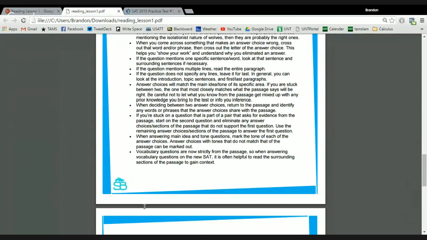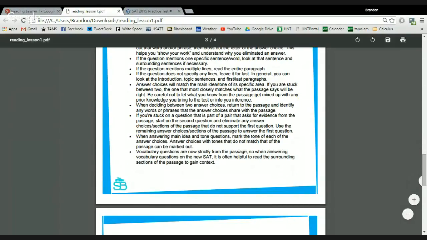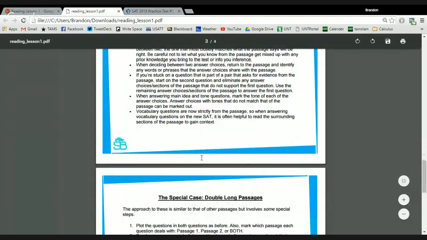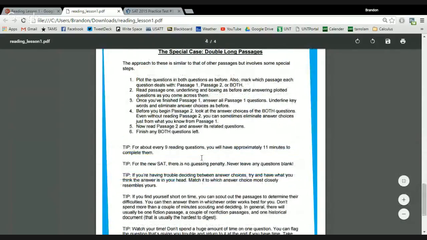Vocab questions are not strictly from the passage. Unlike the old SAT, which used to have a sentence with a few blanks in it, now it's all in the passage, and you have to answer based on context clues given in the passage. So make sure to read 2 or 3 lines above and below.